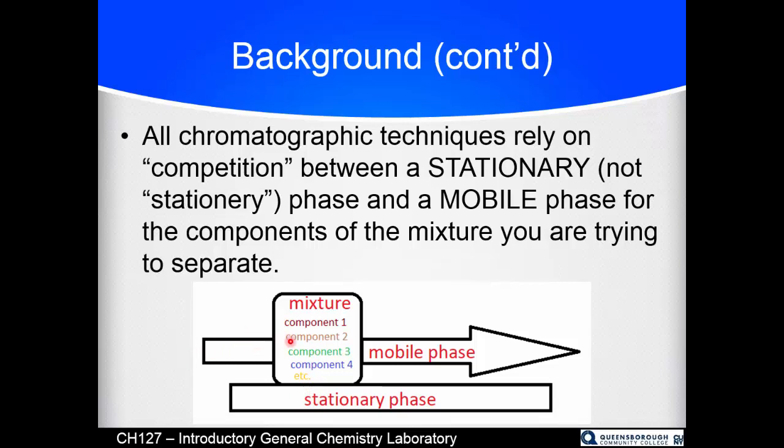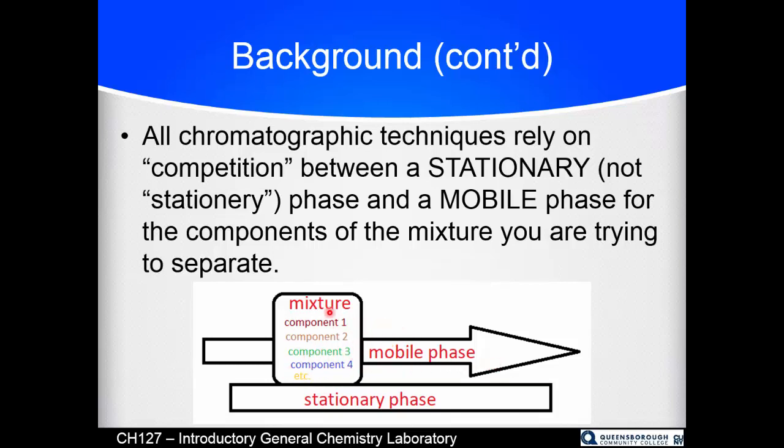And you pass a mobile phase over or through your mixture and your stationary phase. And the components of the mixture will be attracted differently to the mobile phase and the stationary phase. Maybe component 1 is really strongly attracted to the mobile phase and not to the stationary phase. It's just going to whip right through. And component 4 is really attracted to the stationary phase and not the mobile phase. It's just going to sit there. Maybe you need to change the mobile phase to get component 4 to move.